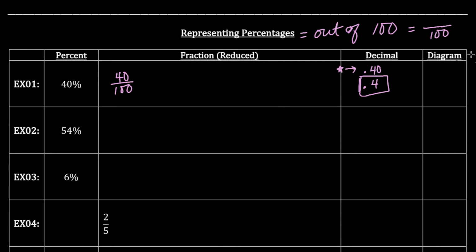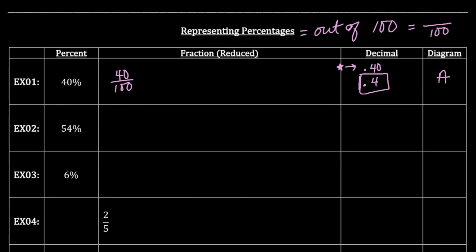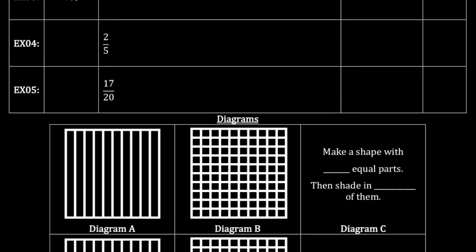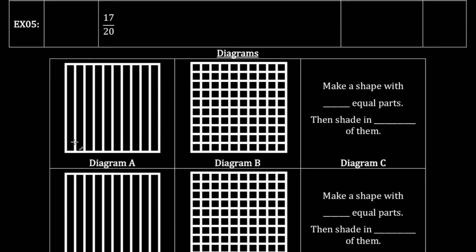So let's go ahead and look at a diagram. I'm going to use diagram A. Remember that in your work, I want to see your diagrams. Don't just put the letter A. I actually want you to draw the diagram out. So I'm going to go to diagram A. That's 40 out of 100. So diagram A, okay. I already chose this one, so I'm running with it.